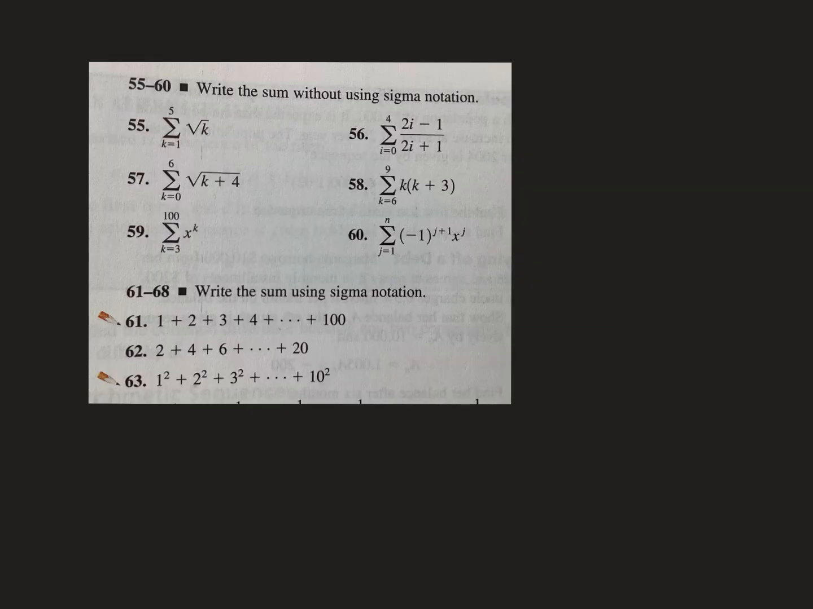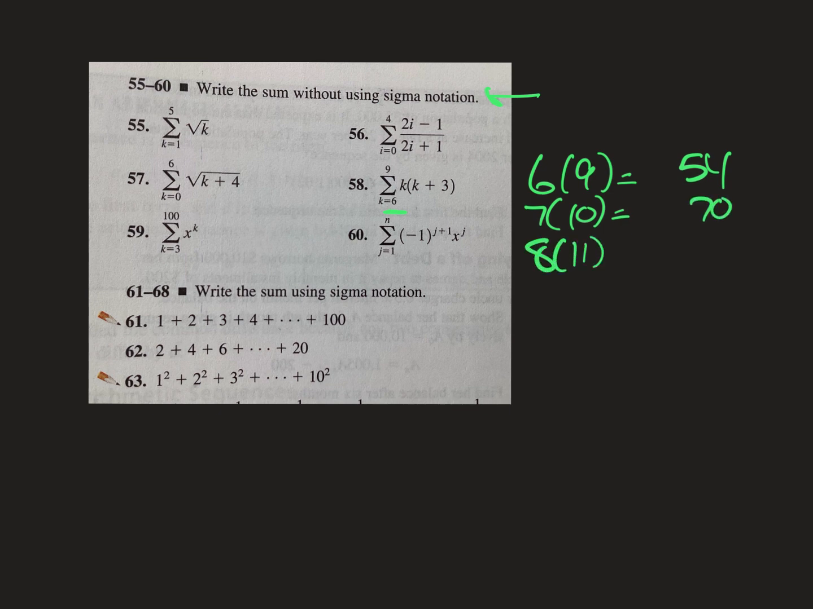Let's go to this part. 58 to 63. This says write the sum without using sigma notation. The first one I'll do is 58. Same deal. Start with the number on the bottom, plug it in. That's going to be 6 times 9, which is 54. Plug in 7. That'd be 7 times 10, which is 70. 8 would be 8 times 11, which is 88. And plug in the 9, that'd be 9 times 12, which is 108.